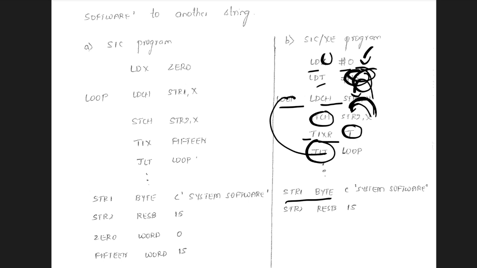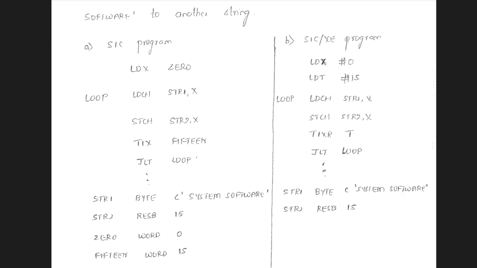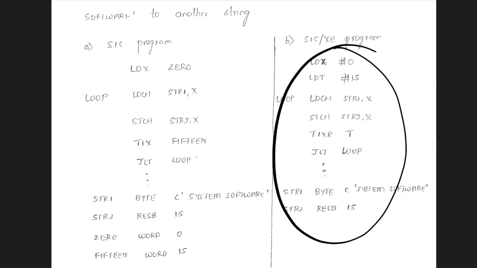That's all what you have to do, right? Just copy it into another string, and str1 is defined as BYTE, which has the characters. This C is the literal value. Okay, system software is stored in str1, and str2 is the reserved bytes. 15 bytes are reserved for it. Okay, so make sure you write this program 2 to 3 times and keep it in your mind.